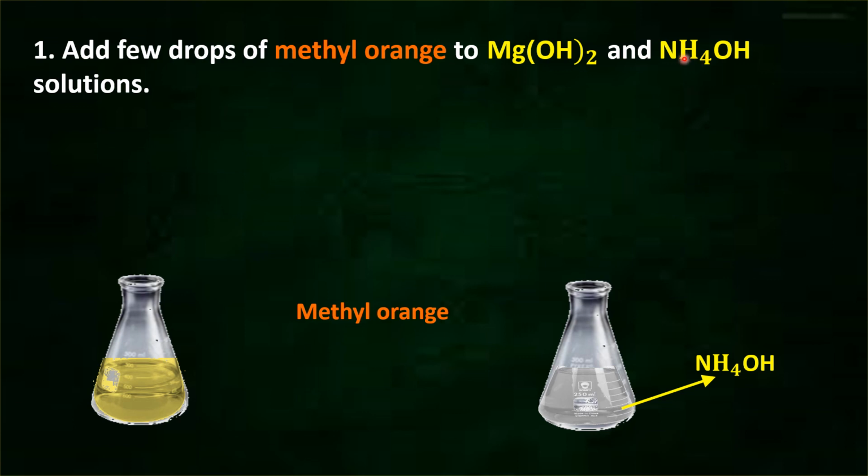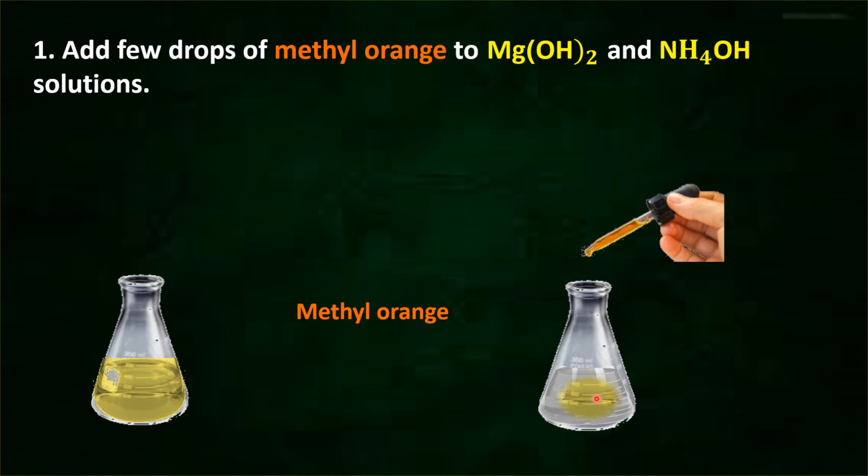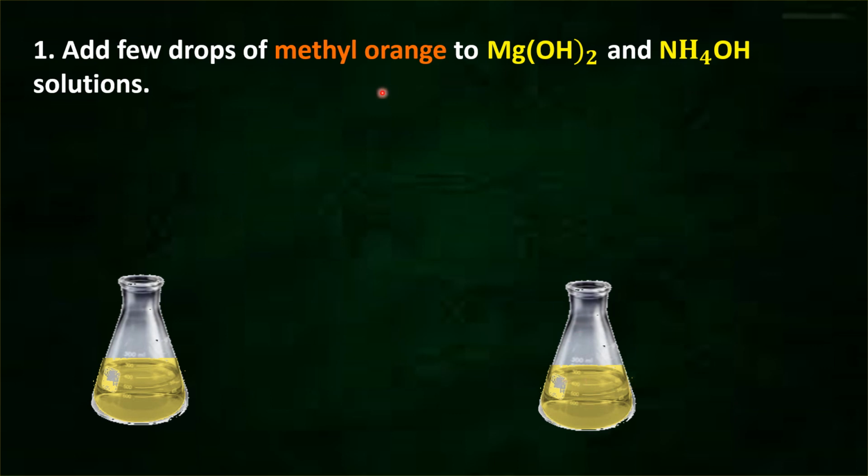Now let us try for ammonium hydroxide. Yes, here also it is changing to yellow color, right? So these solutions, potassium hydroxide, sodium hydroxide, magnesium hydroxide and ammonium hydroxide, changed color from colorless to yellow with methyl orange, and from colorless to pink with phenolphthalein indicator.